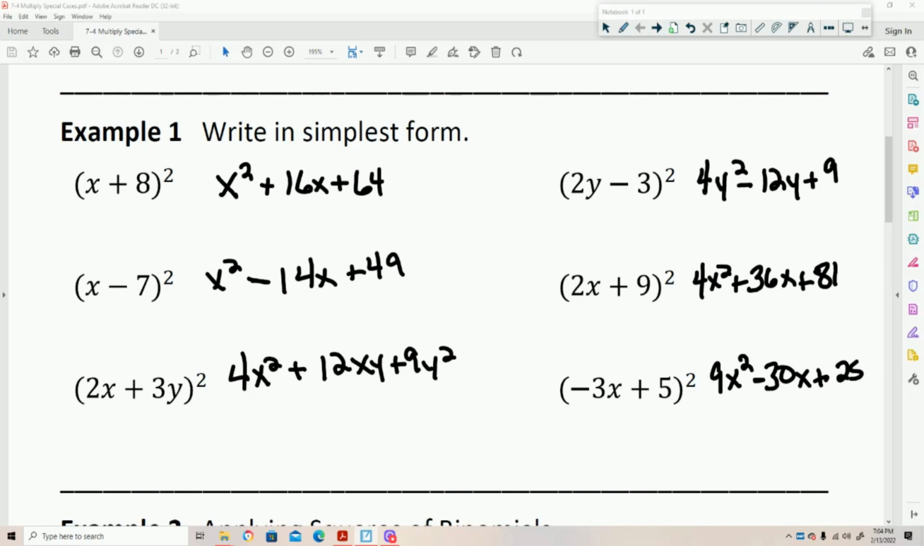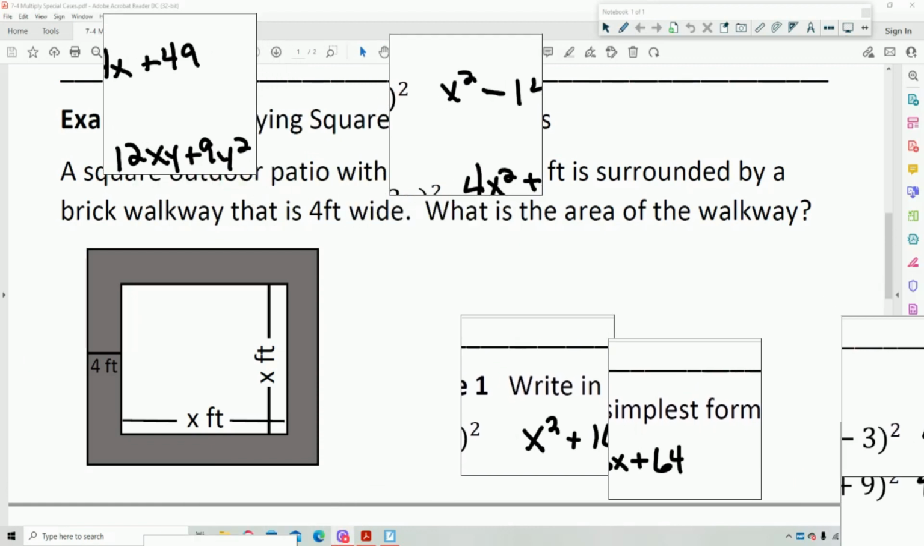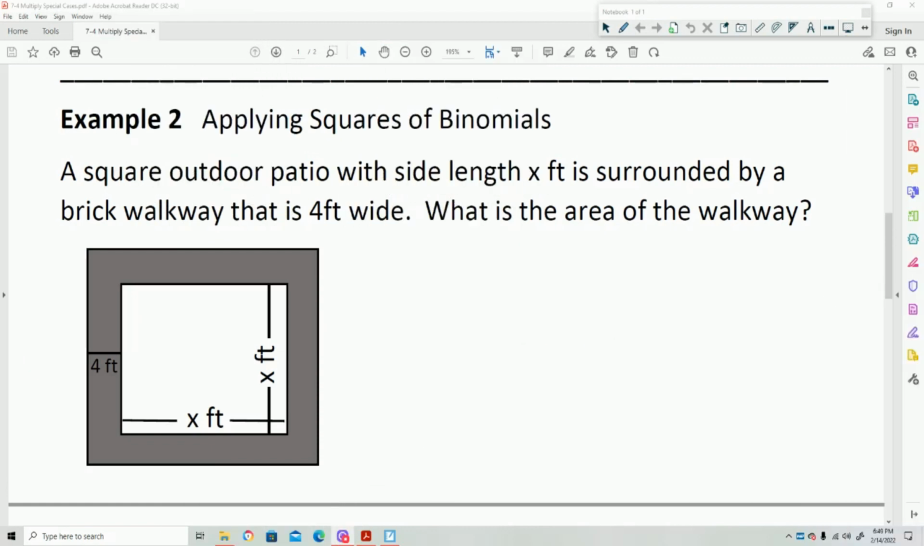Okay, and that is squaring binomials, example set 1. In example 2, we are looking at our lone word problem in the example set, and what we're looking at is trying to find the area of this shaded region. This is apparently an outdoor patio. We have a walkway that goes around it that is 4 foot wide all the way around it, and we have a patio here that is x feet by x feet.